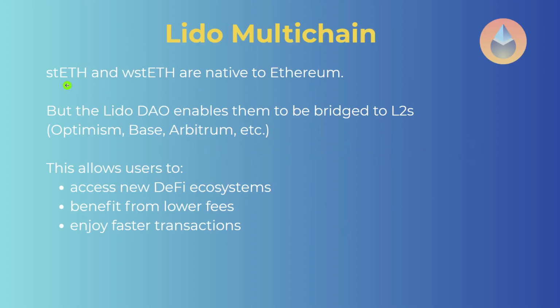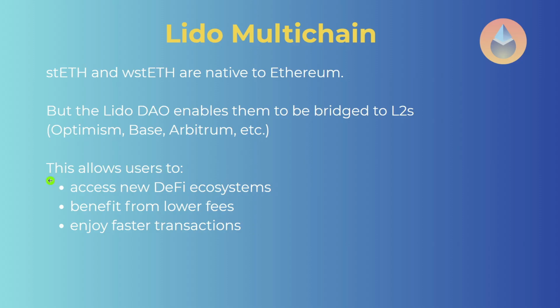Let's talk about the multi-chain property of the DAO. So stETH and wrapped stETH are native to Ethereum. This means that the validators are on Ethereum. So you basically deposit and get stETH or wrapped stETH only on the Ethereum mainnet. But the Lido DAO enables bridging these liquid tokens to L2s like Optimism, Base, Arbitrum, etc.